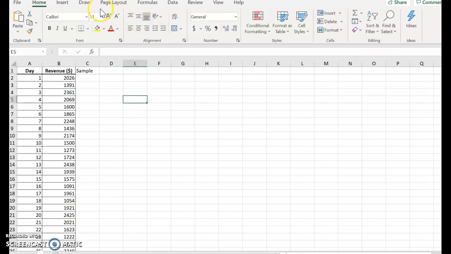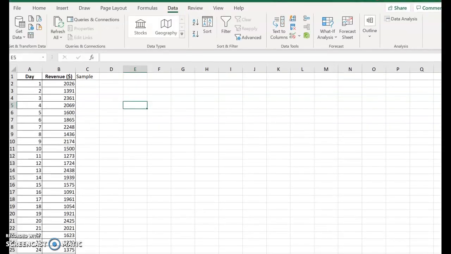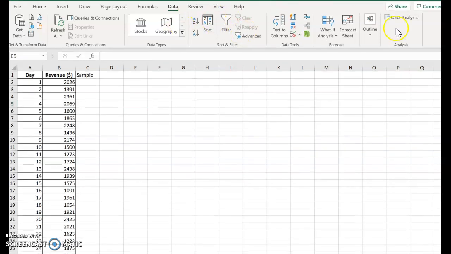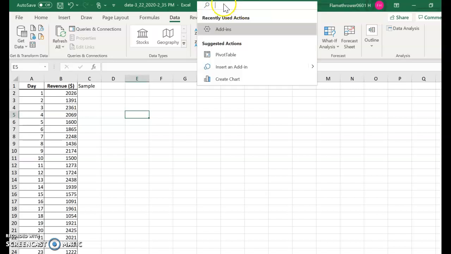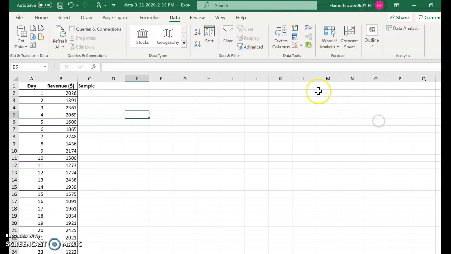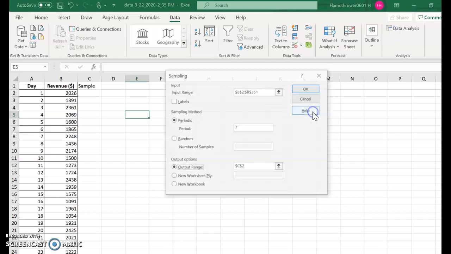And we're going to go to Data up here at the top. Make sure you can see that. And you're going to go to Data Analysis. And if you can't find where your Data Analysis button is, you should have a search bar, or you can search for Data Analysis. But mine happens to be at the right side. So I'm going to click on it, find Sampling, and click OK.